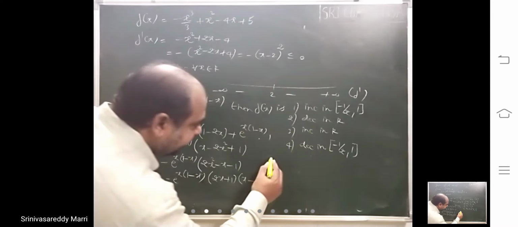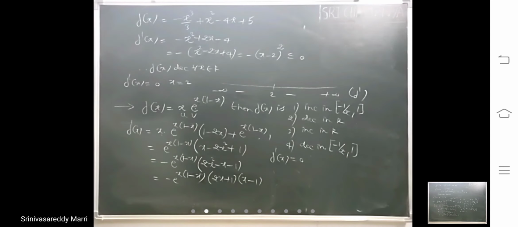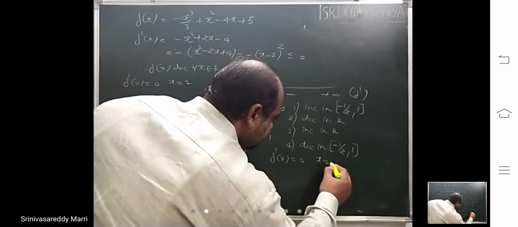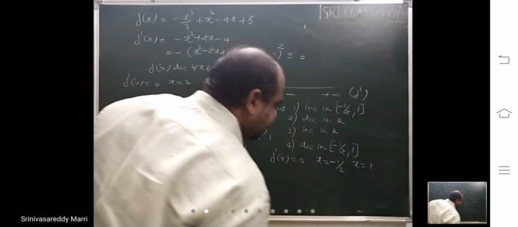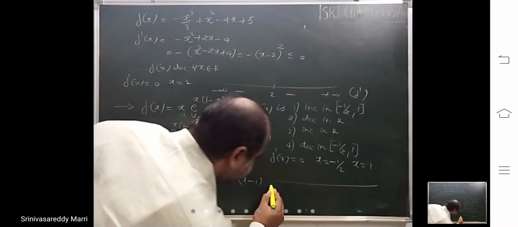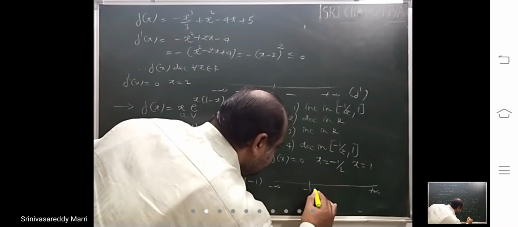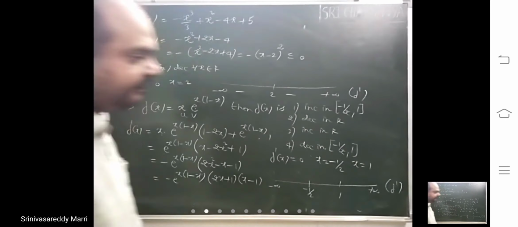Now critical points. Critical points means there is no denominator, only f dash x equal to 0. This e power will never be 0, this exponential will never be 0. So x equal to minus 1 by 2, x equal to 1. There are two critical points. Mark them. Minus infinity to plus infinity, minus 1 by 2, 1. This is the f dash sign diagram.